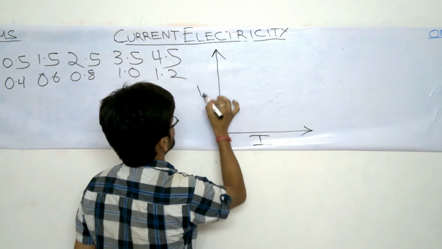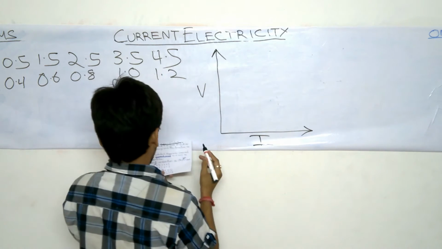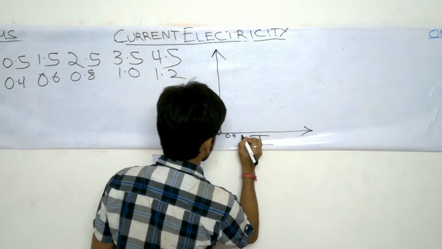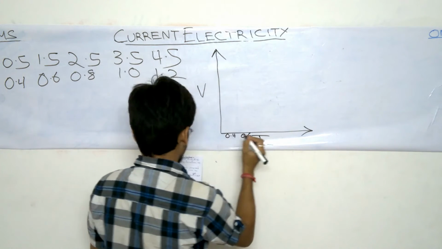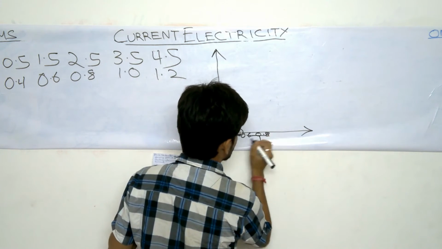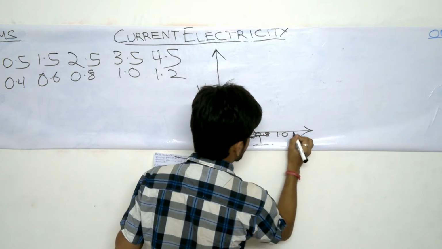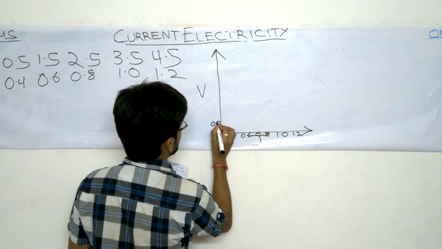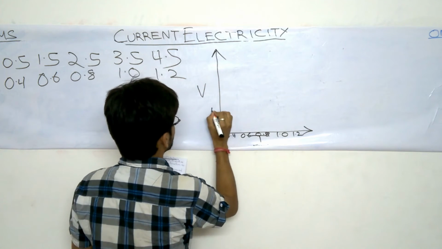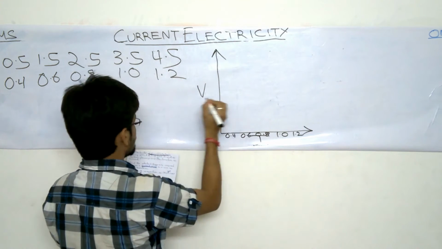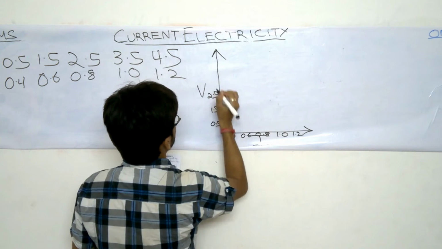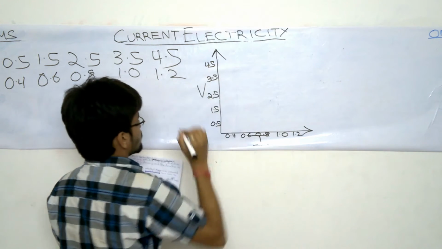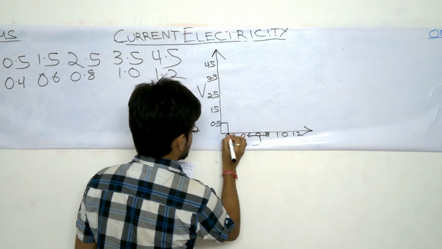Current, voltage. Now the values are 0.4 for current, 0.6, 0.8, 1.0 and 1.2. For voltage the values are 0.5, 1.5, 2.5, 3.5 and 4.5. So first let us draw the points.